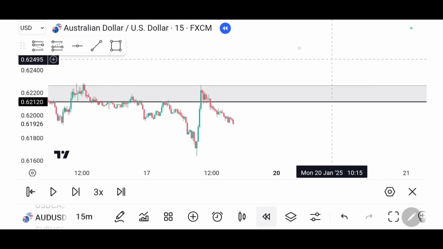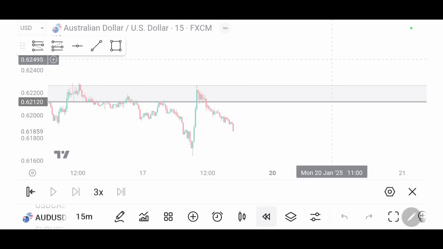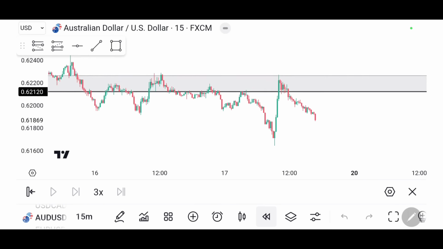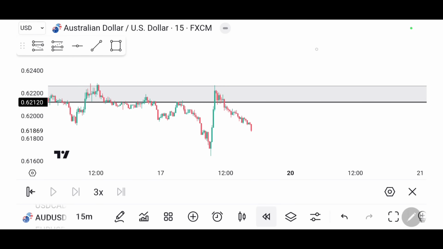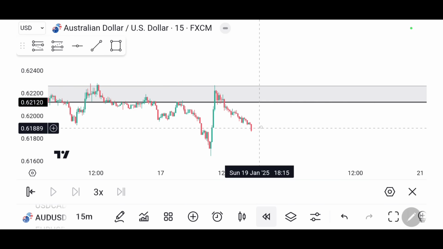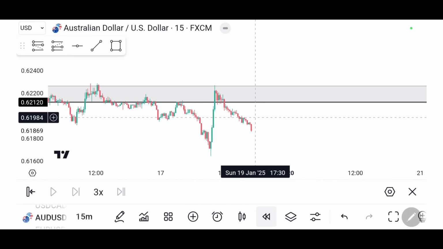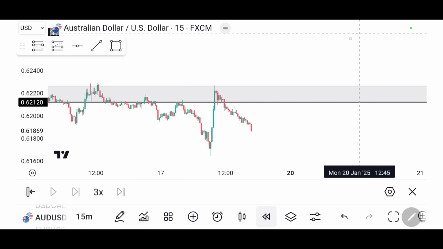You can see this strategy played out. This was the liquidity created, from where we did the replay. The market gave us liquidity here, sold down, and then came back into the zone. Now you can see how the market sold to this point before the market closed. So this is the sell scenario of the strategy.